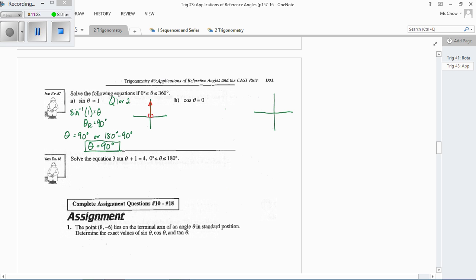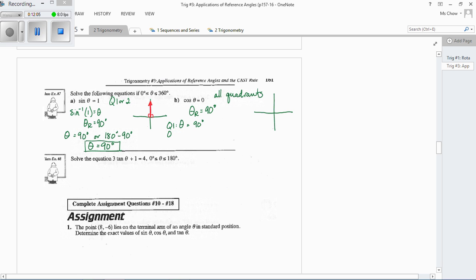Same thing for cosine theta is equal to 0, because 0 is neither positive or negative, then we have to take a look at all quadrants. And so if we take a look and do the inverse cosine of 0, what we end up with is our reference angle is, again, 90 degrees. So if it's quadrant 1, then we simply look at our reference angle as our rotation angle. So if it's quadrant 1, then we know that theta will equal 90 degrees.